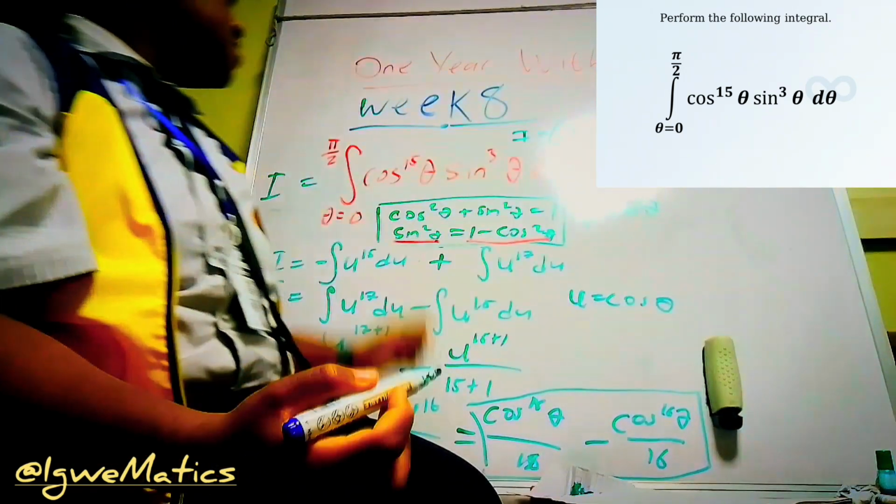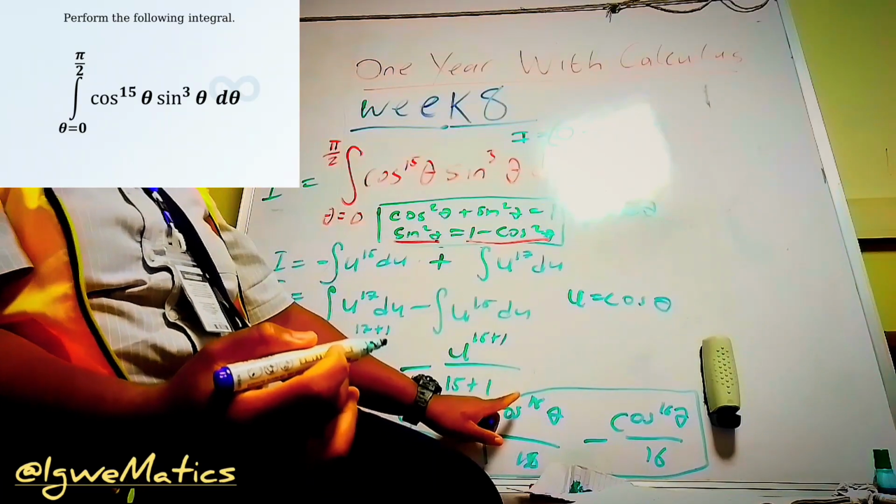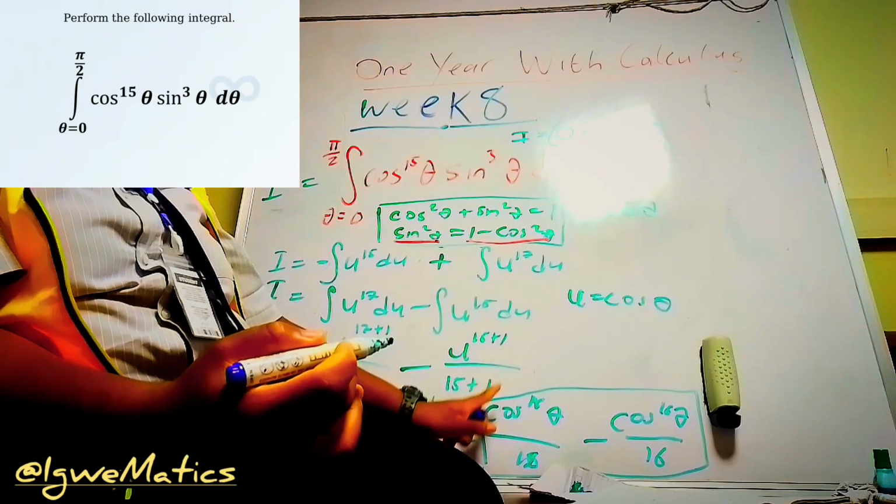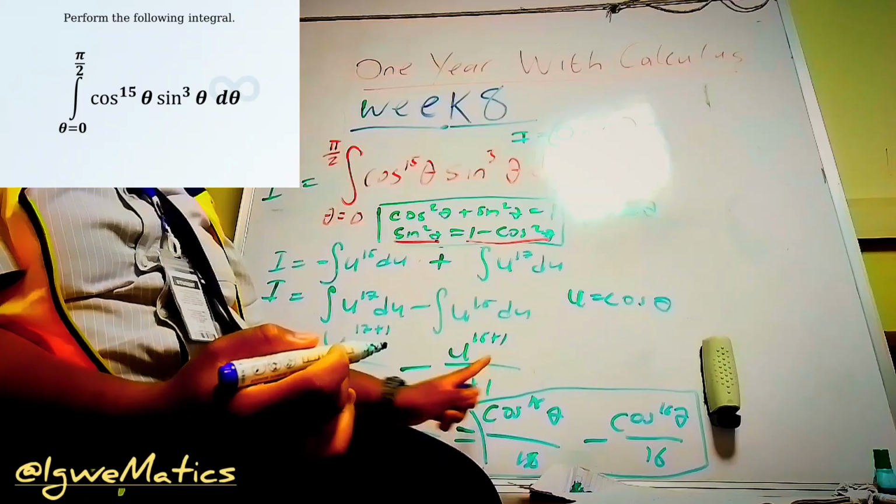Minus our lower limit. When theta is equal to 0, you have cos 0, that is 1. 1 to the power of 18 is 1. So you have 1 divided by 18.